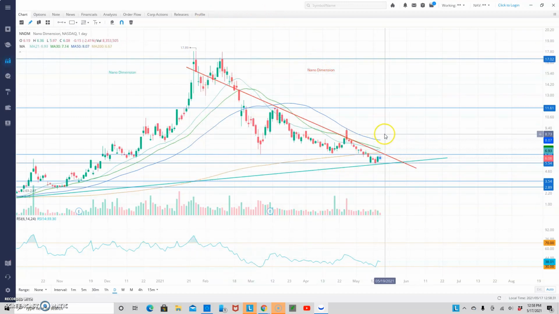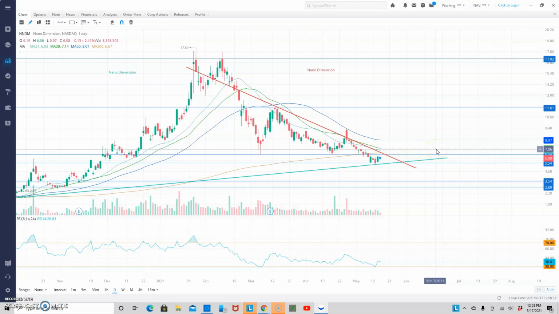So I could see this thing breaking out to the upside and then breaking all the way out and moving up towards around this $11.50 mark where we saw it test earlier this year in March. And I could see it blowing past that also if we could get some momentum behind this stock.